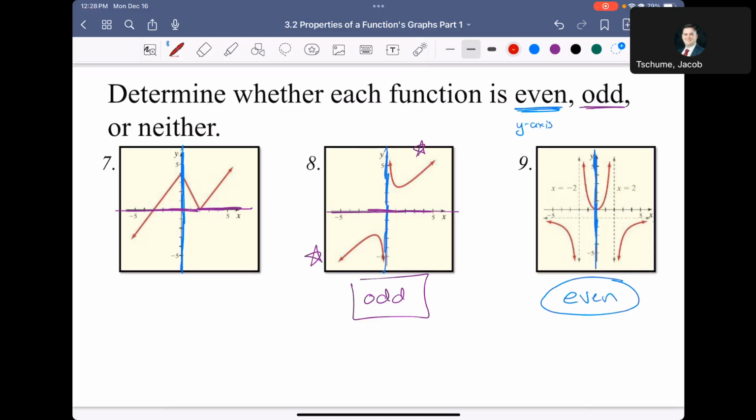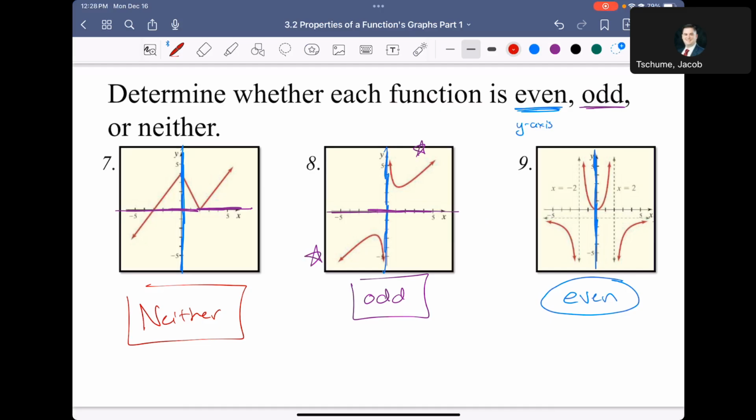Now on this first one, there's not any symmetry on the first fold, and there's not any symmetry on the second fold. So there are times that your graphs will not have symmetry. This is an example of no symmetry at all, or, I think in your homework, they say just pick neither.